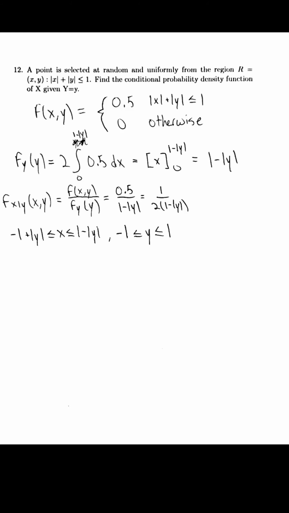Now, for the conditional probability density function of x, we need to divide the joint probability density function by the marginal for y. And we've solved for both of these, so this is just going to be 0.5 over 1 minus the absolute value for y, which simplifies to 1 over 2 times 1 minus the absolute value of y. And the bounds for this, x is bounded by negative 1 plus the absolute value of y on the lower end, and then its upper bound will be 1 minus the absolute value of y. And then y is simply just bounded between negative 1 and 1.